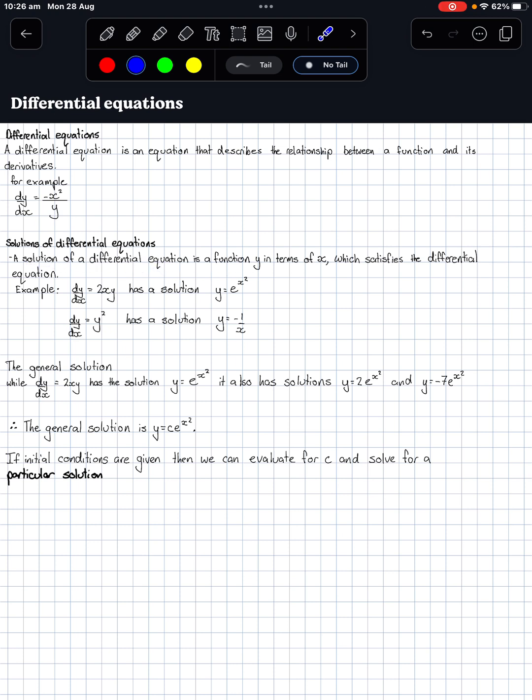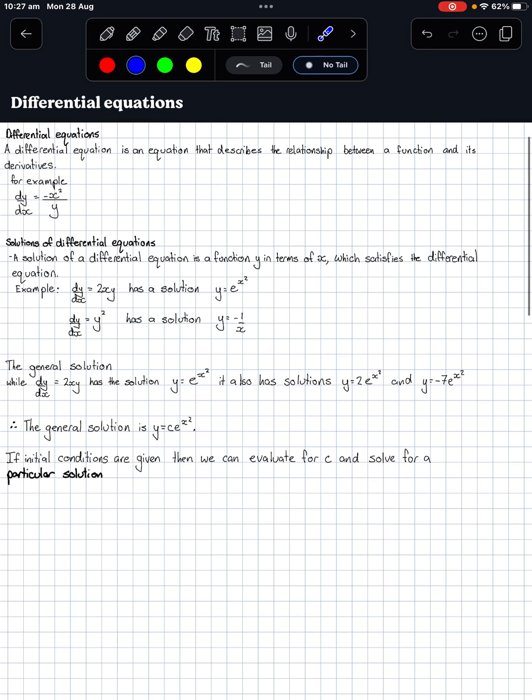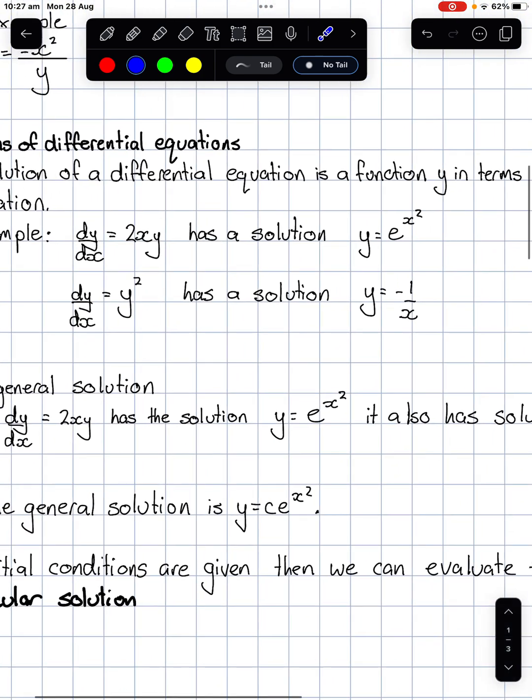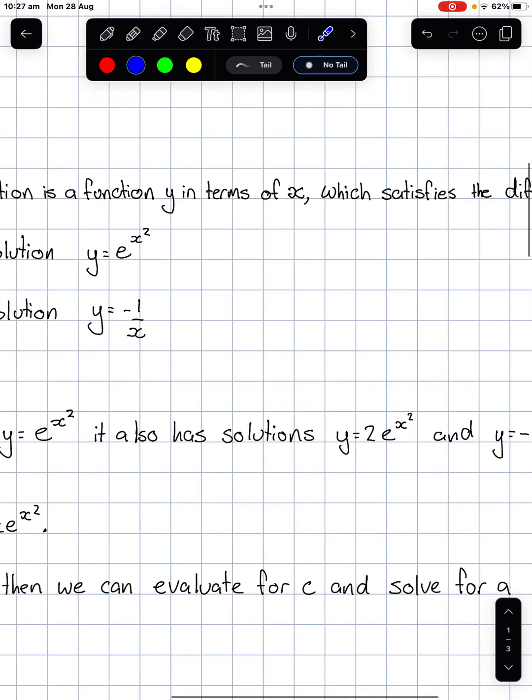Now, a solution of a differential equation. A solution of a differential equation is a function y in terms of x which satisfies the differential equation. So if we were given dy/dx equals 2xy, it has a solution of y equals e to the x squared. Or dy/dx equals y squared has a solution y equals negative 1 on x. So when we're thinking about these, I'll just zoom in a little bit here, and I'll use the blue.